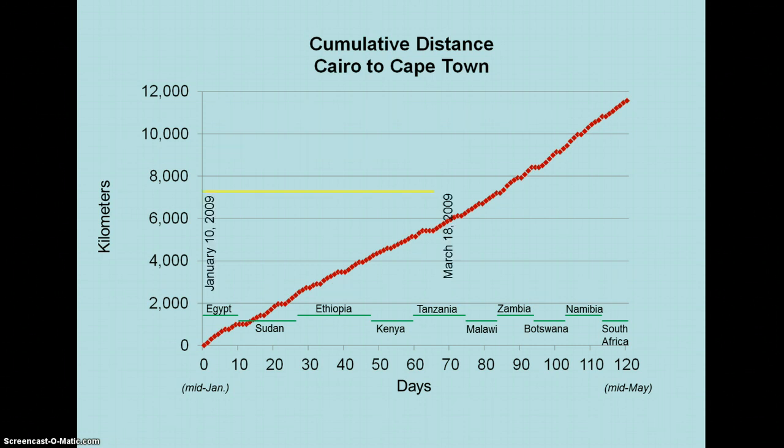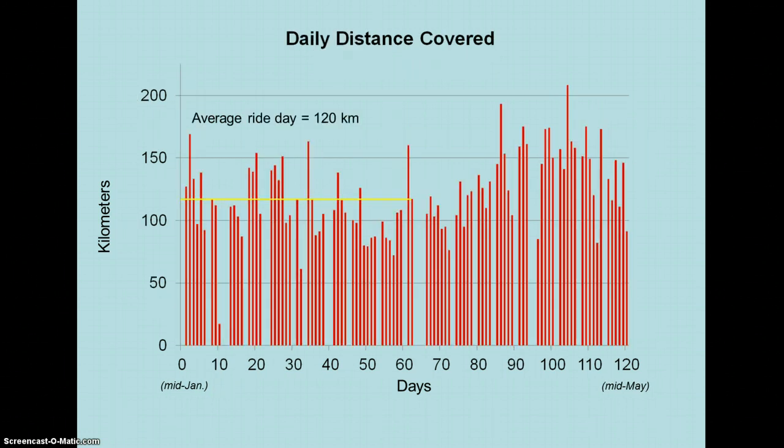This chart shows where I went in 2009. In March of 2009, I had an accident, broke my arm, so I started again in Nairobi and in 2010 finished the ride in May of 2010.